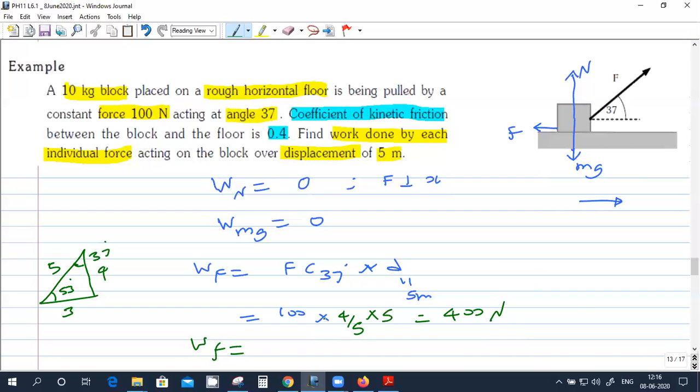Work done by friction force is mu into N, right? So it will be negative, right? Yeah, negative, because the angle between them is 180 degrees and cos 180 is -1.